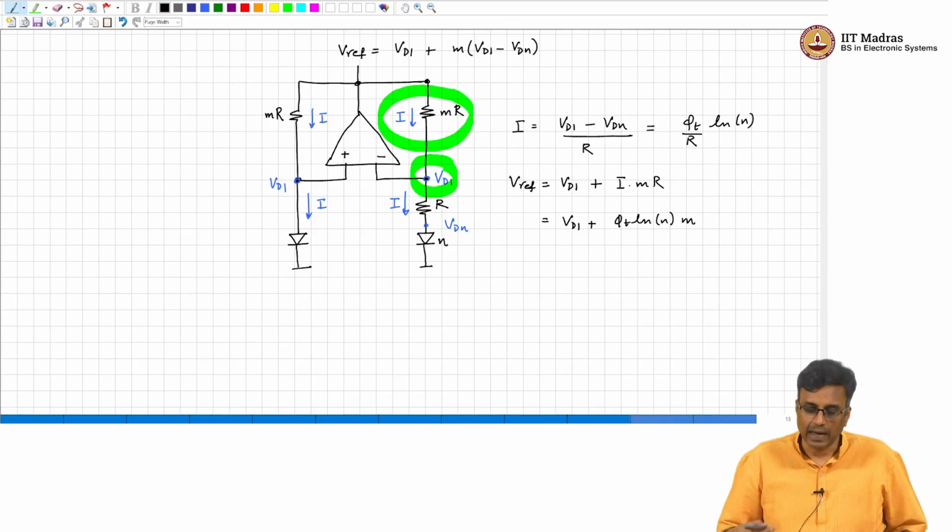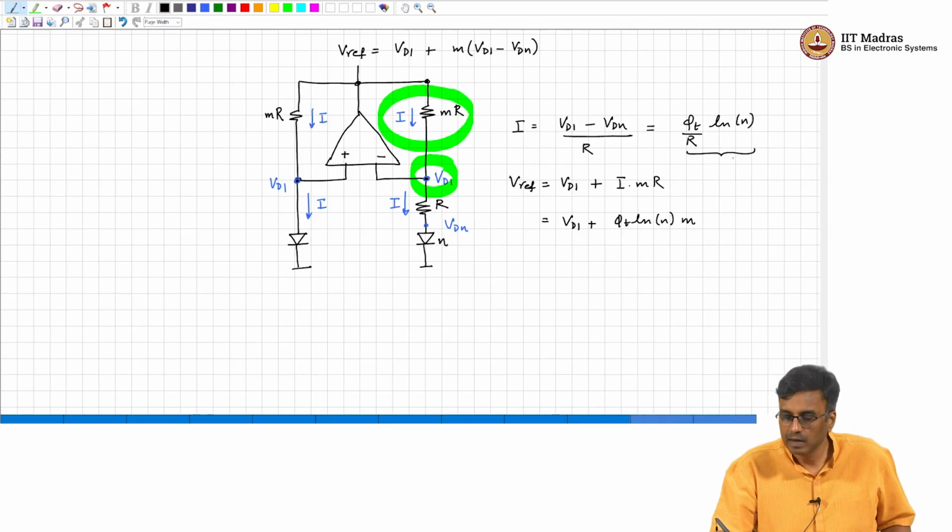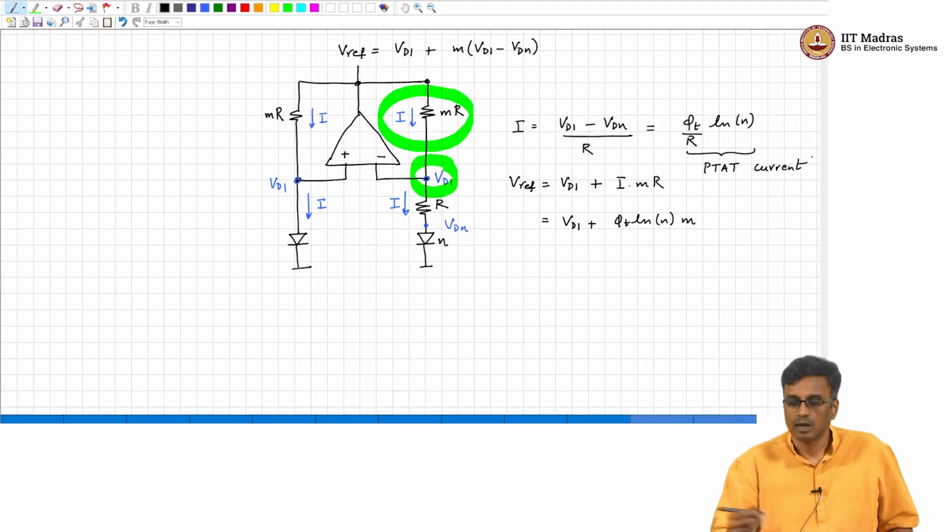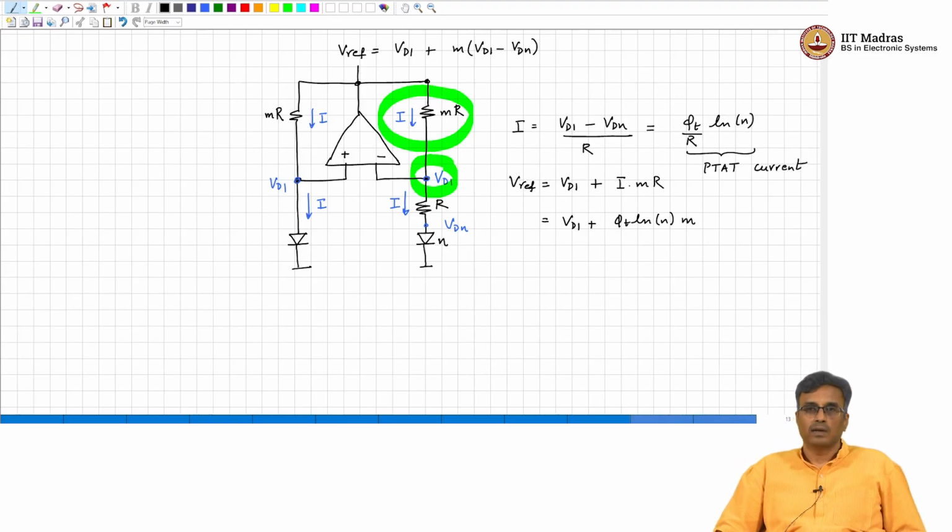Okay. So, the current as you can see is the PTAT current, right, because it depends only on absolute temperature. Is that clear?